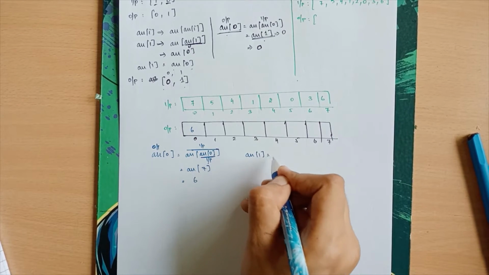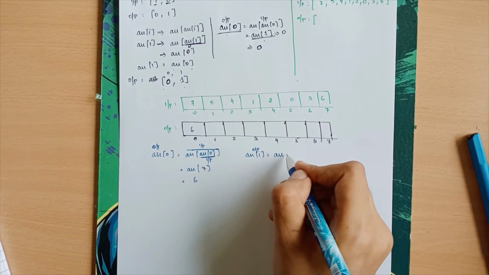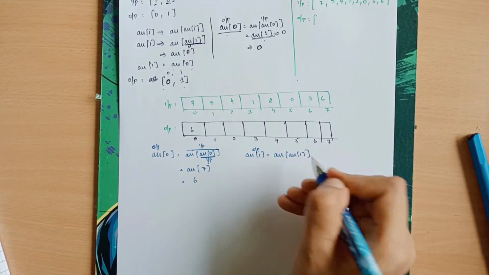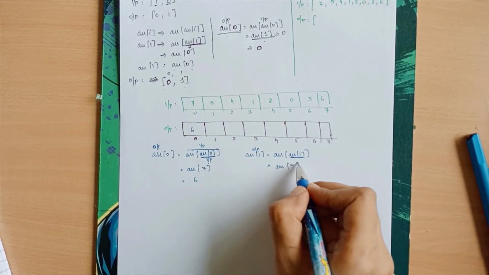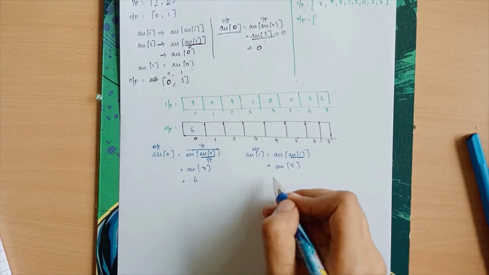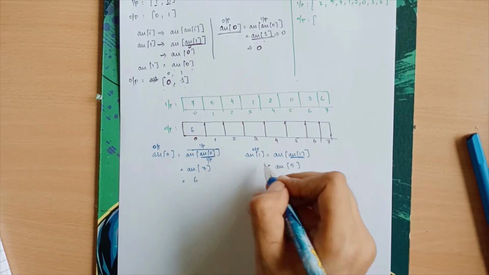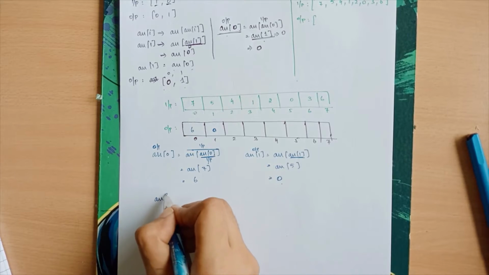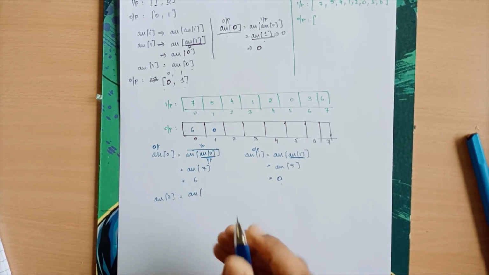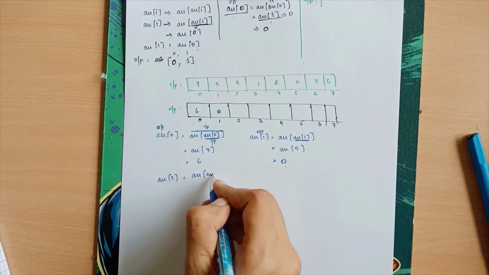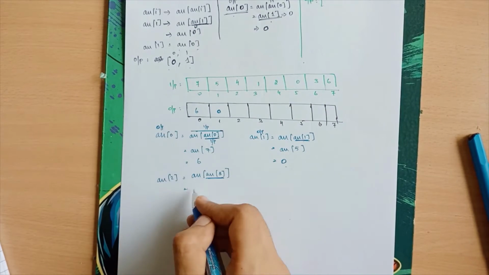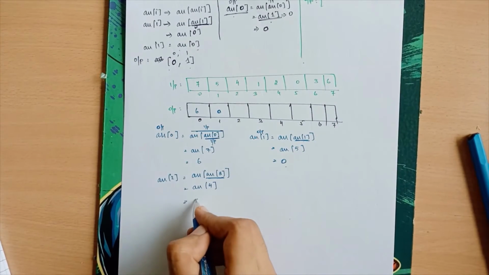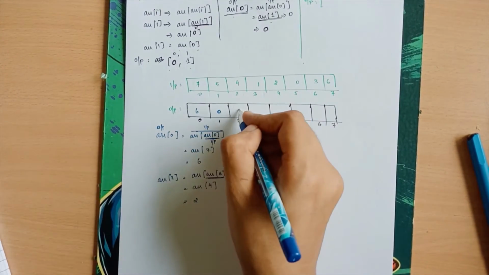Next, array of 1 in the output is equal to array of array of 1. Array of 1 in the input array is 5. Array of 5 is 0. So the value of array of 1 is 0. Array of 2 is equal to array of array of 2. In the input array, array of 2 is 4, so it's array of 4. Array of 4 in the input array is 2. So for the output array it is 2.